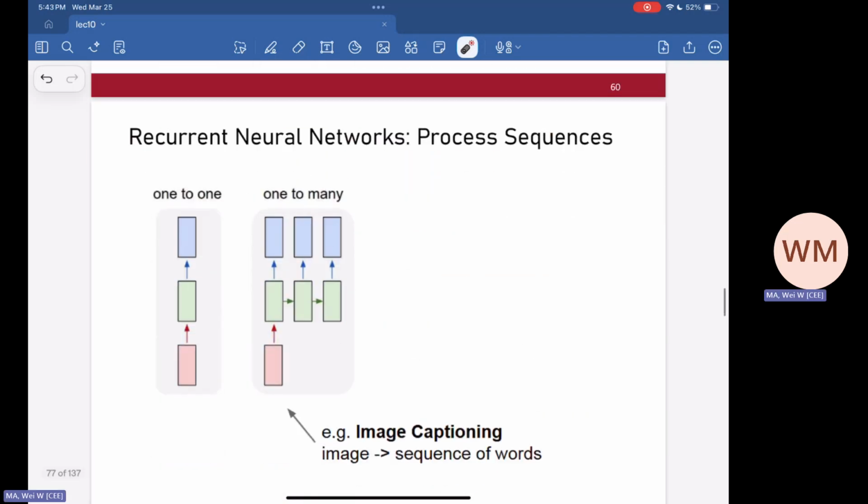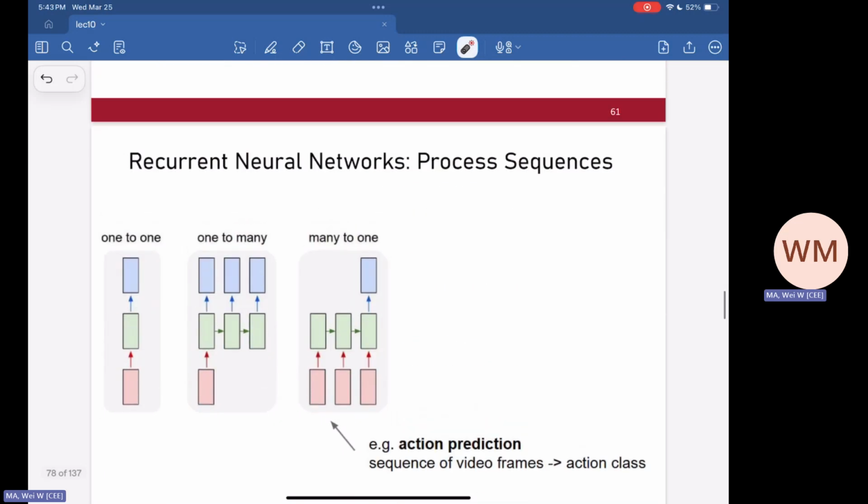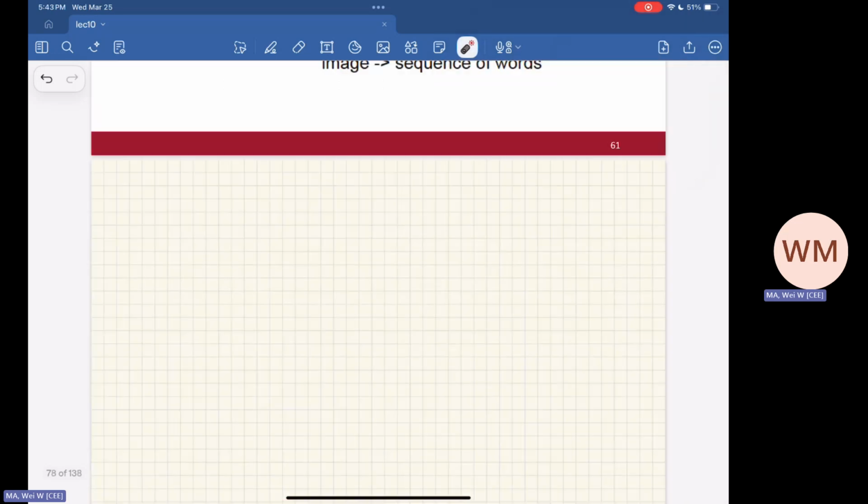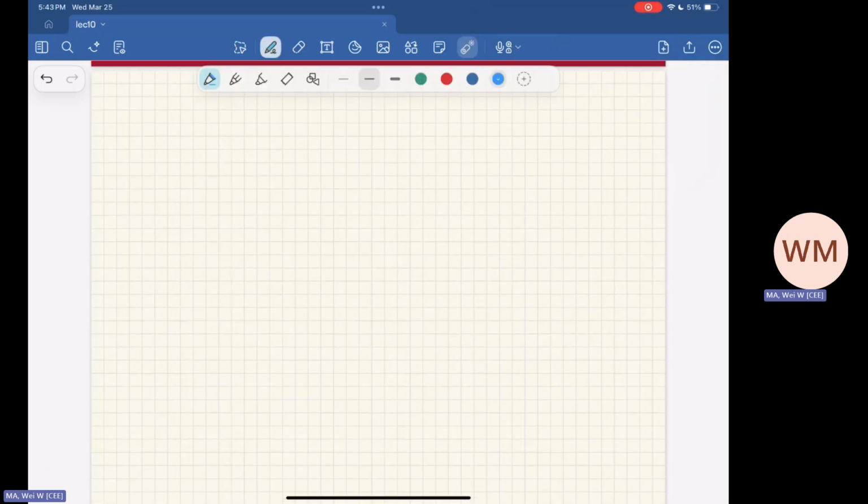I have one-to-many, then I can have many-to-one. Many-to-one is similar, you can see here, and then you have the latent hidden layer, and finally you have output. I think from this figure, maybe you don't understand how we do it. Maybe I draw it in a traditional way.